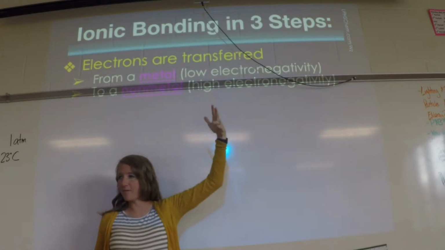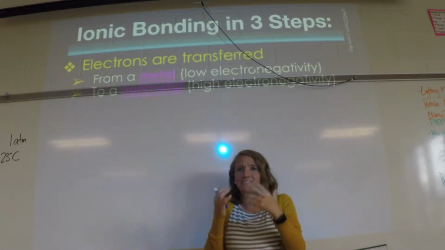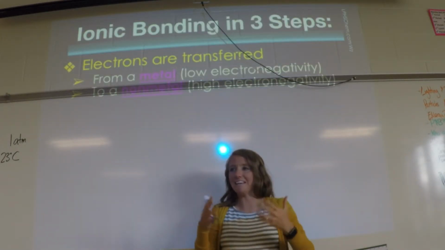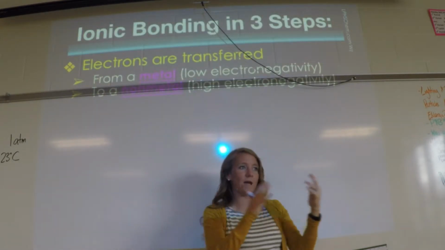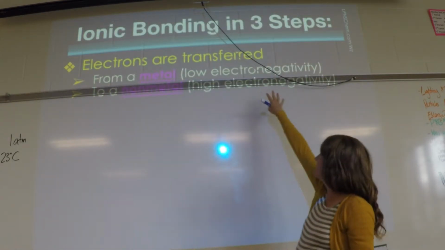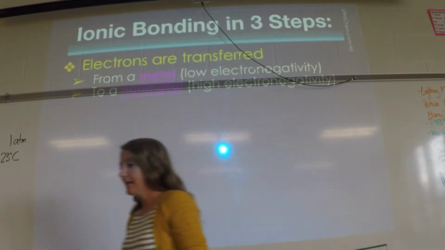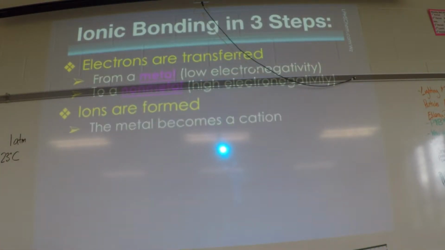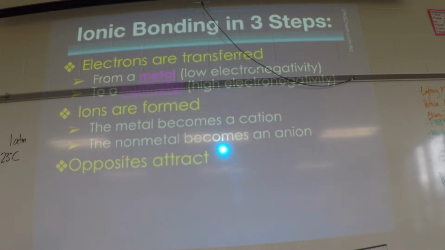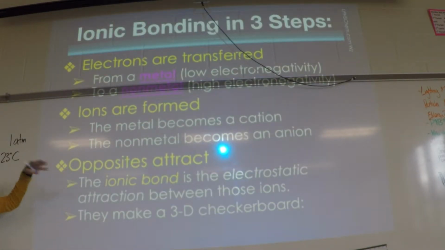You can also think of it simply. They're already on the side of, hey, I have 7. Why am I going to give any of mine away when I'm just 1 away from it? Metals have very low electronegativity, so they're willing to give it away. Those electrons are transferred, the ions are then formed, and then the opposites attract. That's the 3-step process of making an ionic bond. Does that make sense?